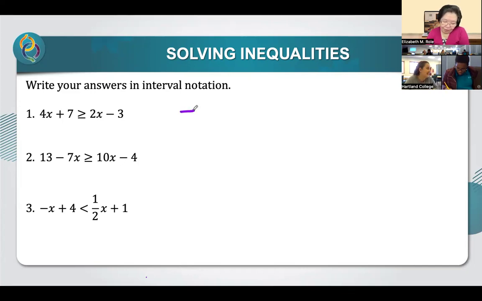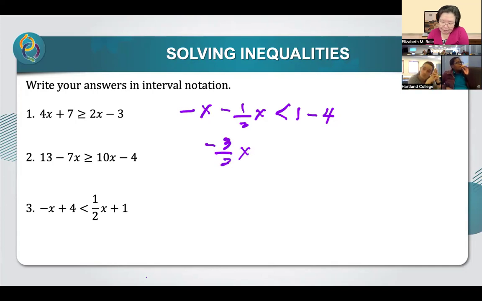Minus x minus 1 over 2x is less than 1 minus 4, right? So the minus x minus 1/2 x is minus 1 and 1/2, or 3 over 2x, less than minus 3. Okay.